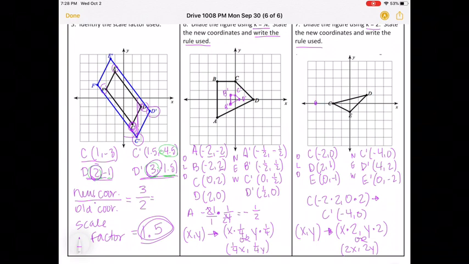So 1, 2, 3, 4, 0. That is C prime. D, 4, 2. And E prime. And connect.